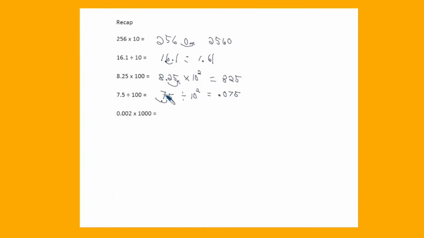Down here, I have 0.002 times 1,000, which is the same thing as 10 to the 3. So that means that we're going to take this decimal point and move it 3 places, 1, 2, 3, to the right. So that would give us 2.0. And that concludes the recap.